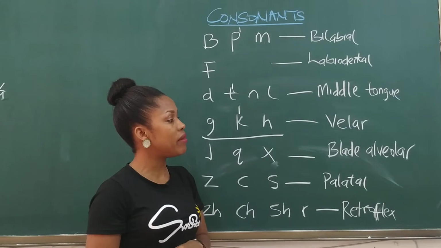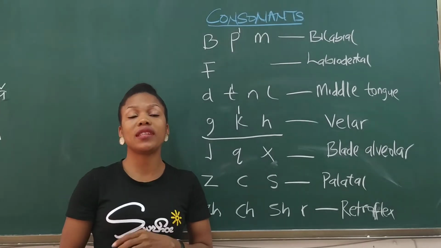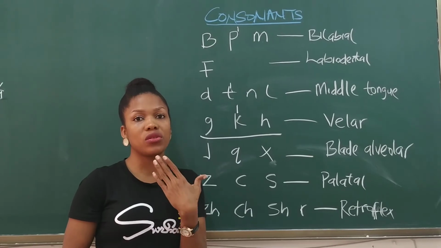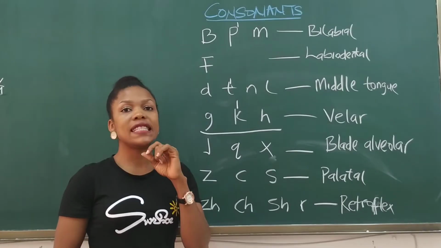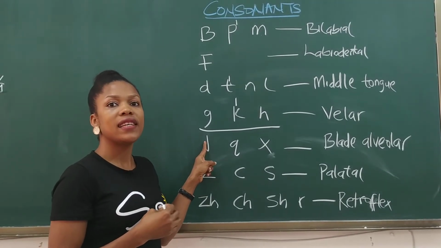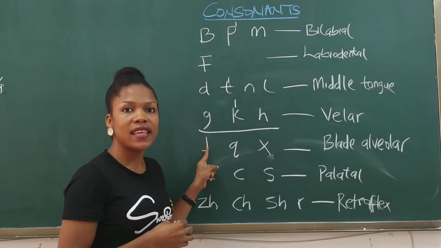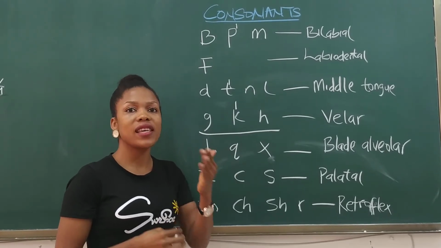Okay. Let's go over to the next set of the consonant sounds. They are called the blade alveolar sounds. These are the sounds you pronounce with the tip of your tongue and the teeth. It goes this way. That's for this one.